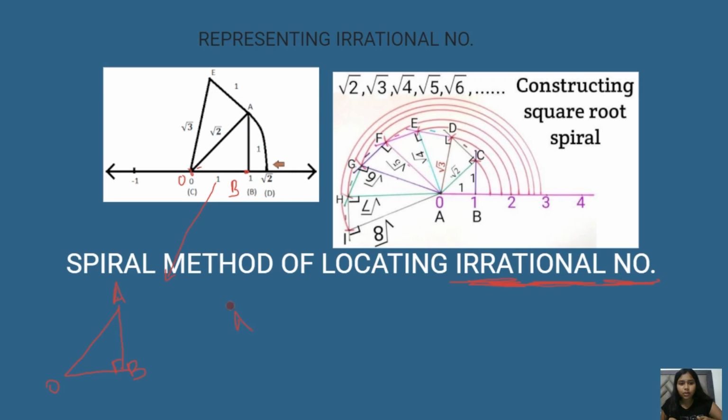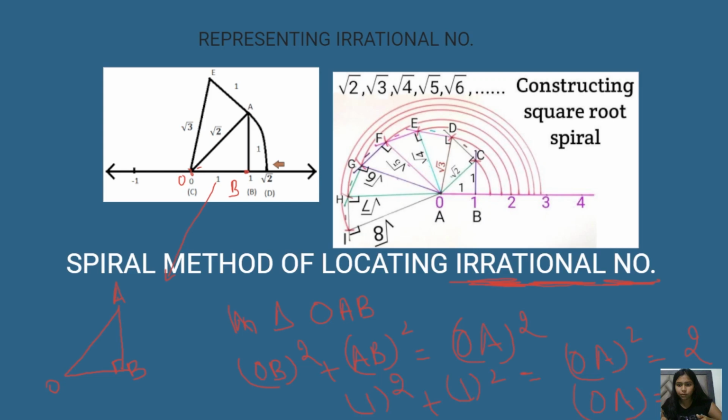So in triangle OAB, OB square plus AB square is equal to OA square, right? In this case, if we want OA as root 2, we'll take OB as 1 centimeter and AB as 1 centimeter. Then we'll get OA square equal to 2, so OA will be equal to root 2.